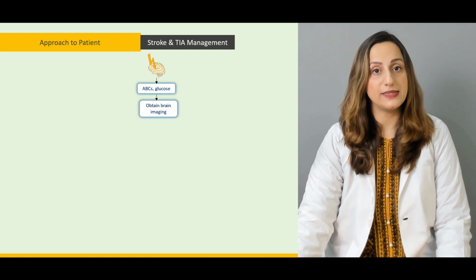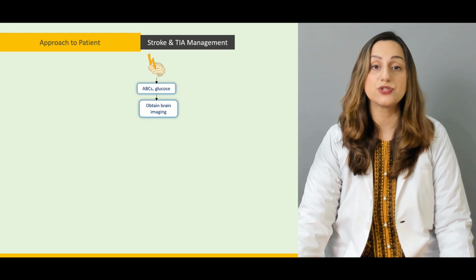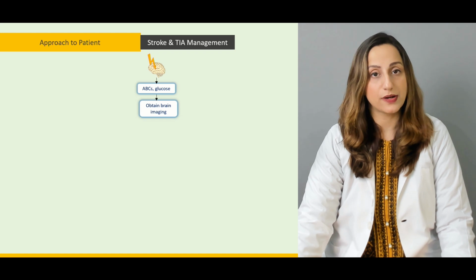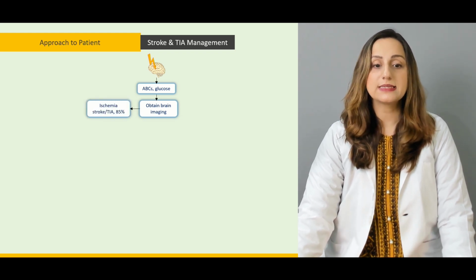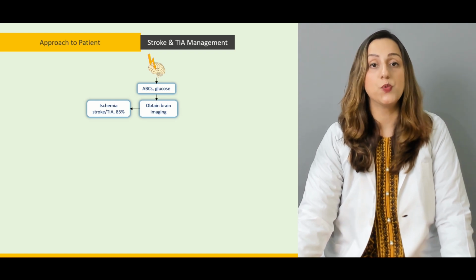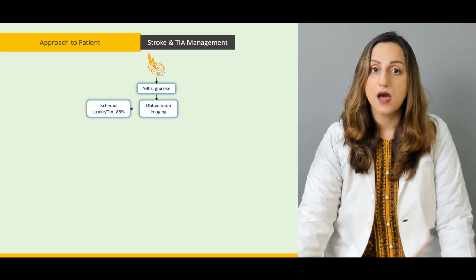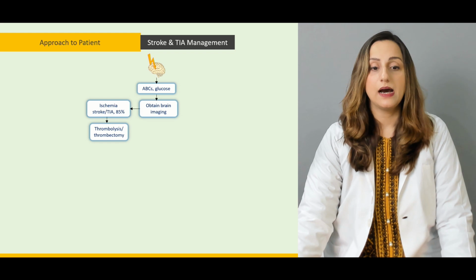Then you have to obtain brain imaging. You carry out CT scans and MRIs just to distinguish whether this patient is suffering from a hemorrhagic variety or an ischemic variety of stroke. Ischemic strokes, or the TIAs, are the most common varieties of stroke. Almost 85% of strokes occur due to the ischemic variety.